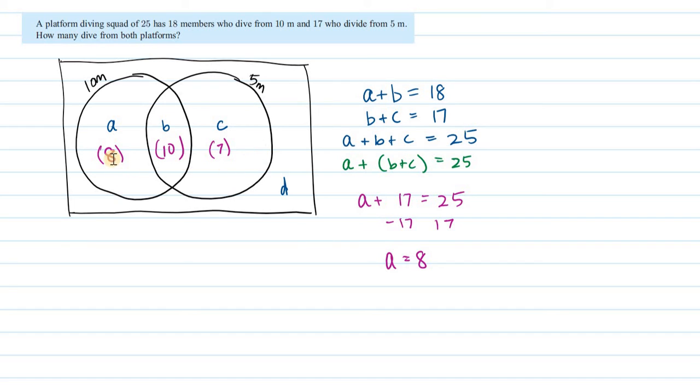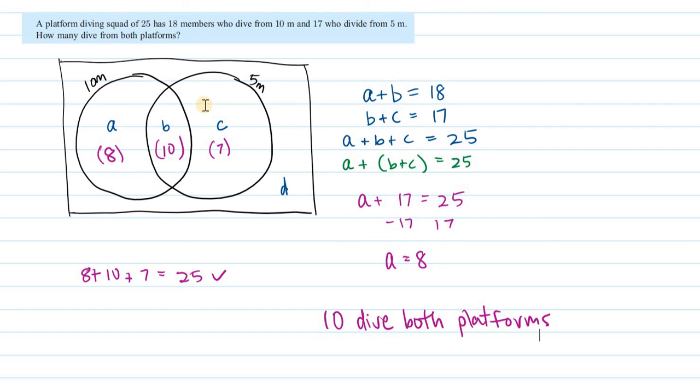And then just to double check, does 8 plus 10 plus 7 equal 25? Yes, it does. So there are no leftover people, which makes sense because there's nobody on your team who doesn't dive. So let's actually answer the question. The question is how many dive from both platforms? 10 dive from both platforms. I suppose we didn't actually need to figure out the value of C because we had already figured out what B was. Great.